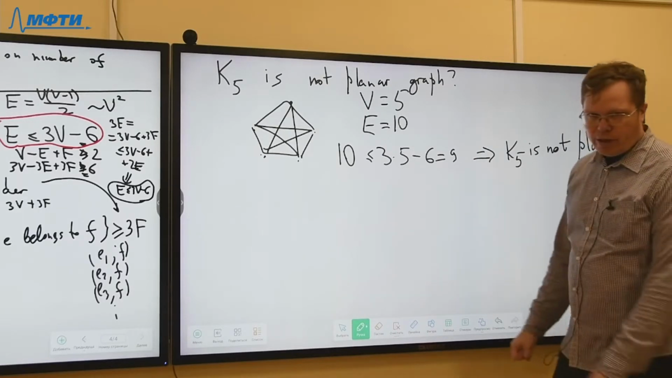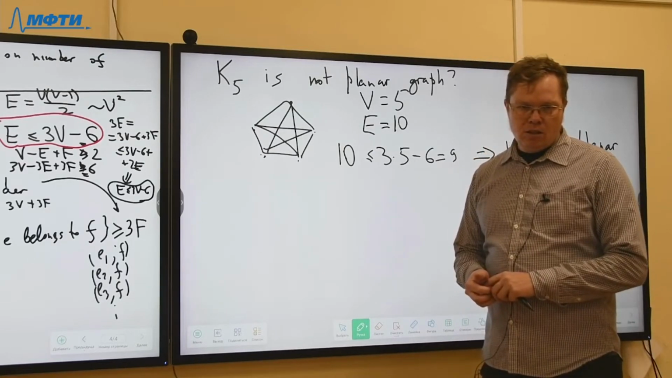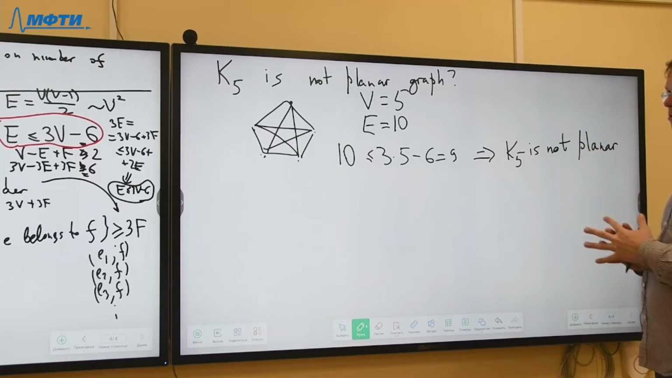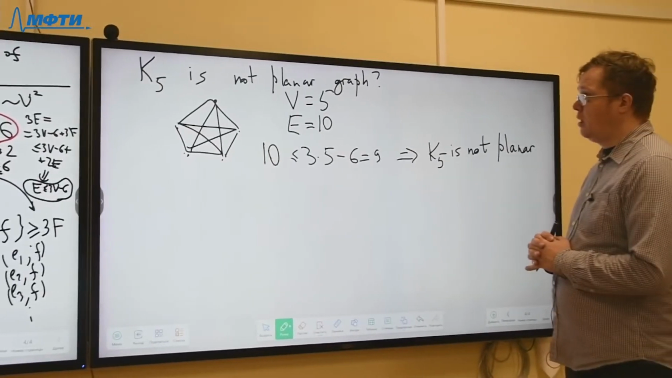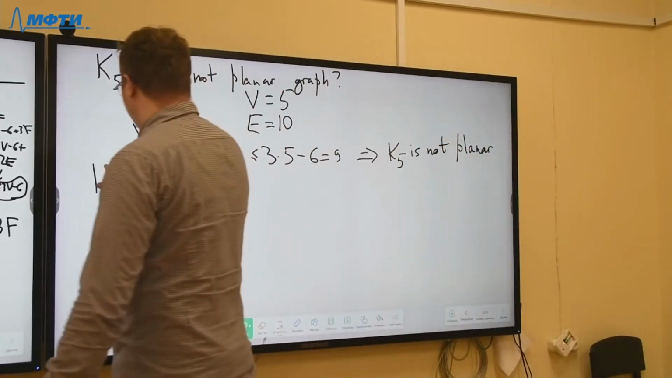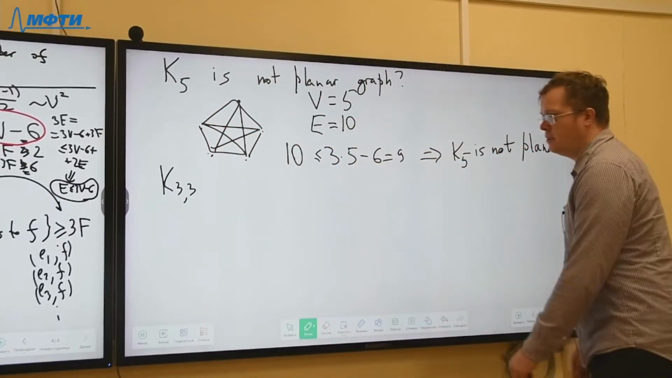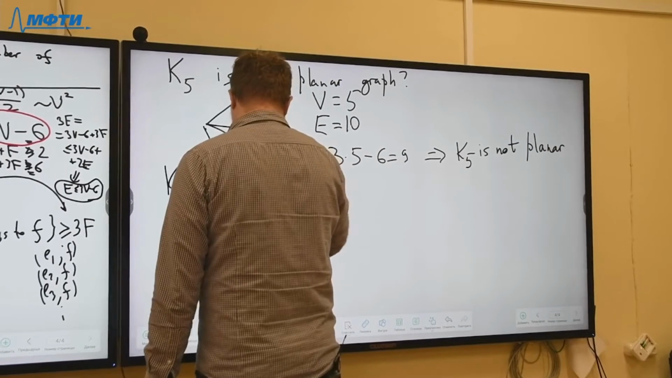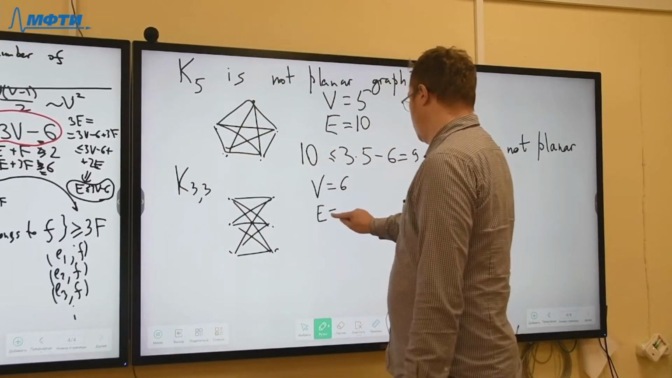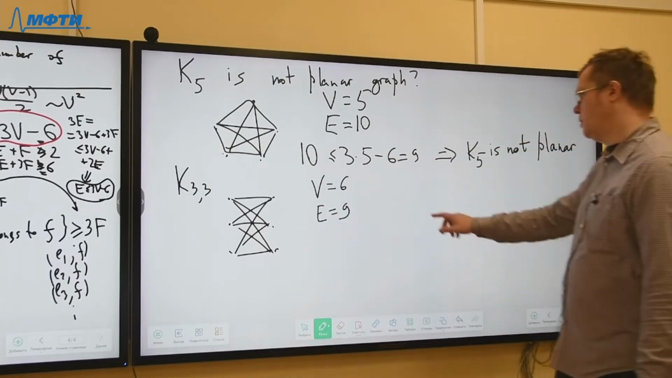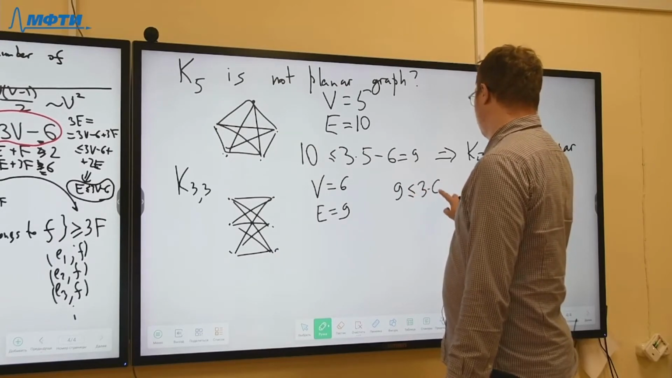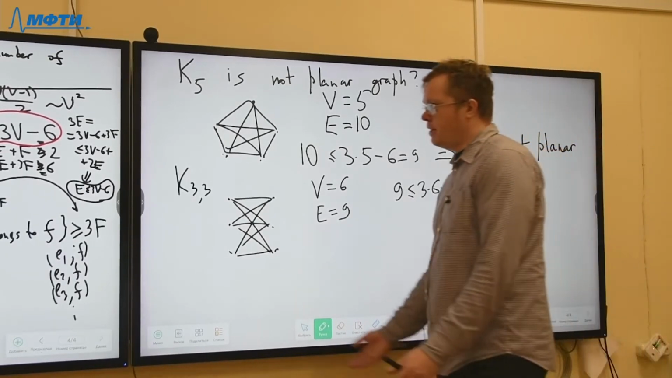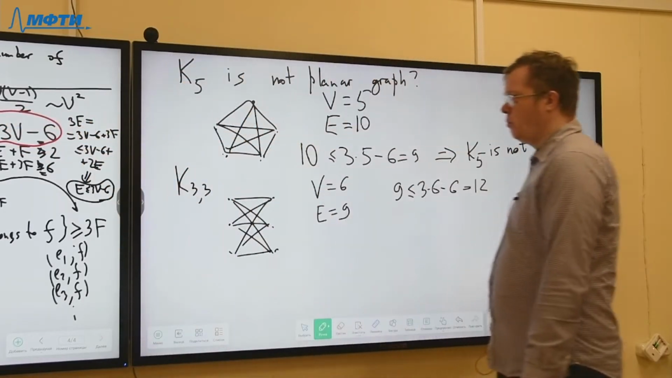We just check that we have one more edge than the estimated number of edges we can have in a planar graph. Okay, what about the complete bipartite graph K3,3? So we have six vertices and nine edges. If we check this inequality, it holds. So we cannot use this to prove the non-planarity of K3,3.